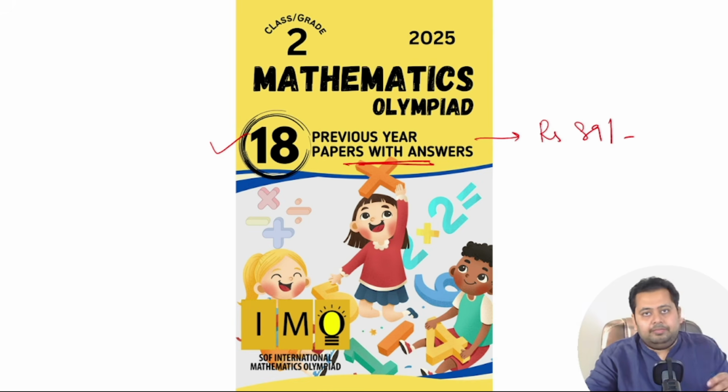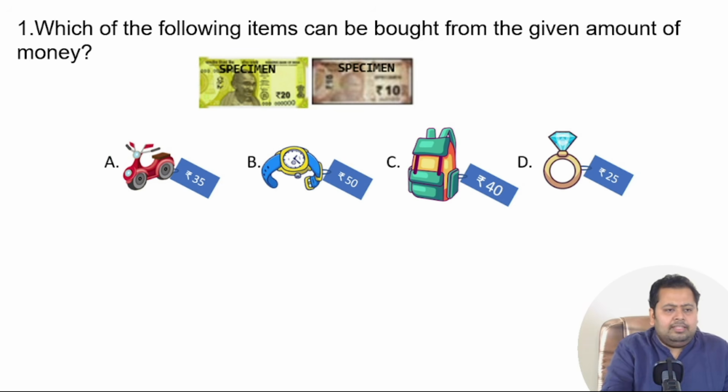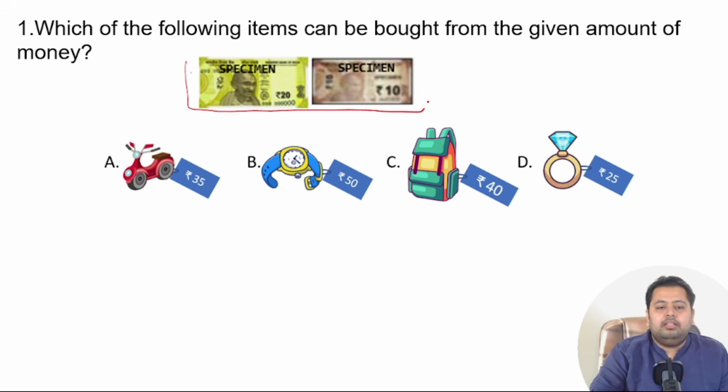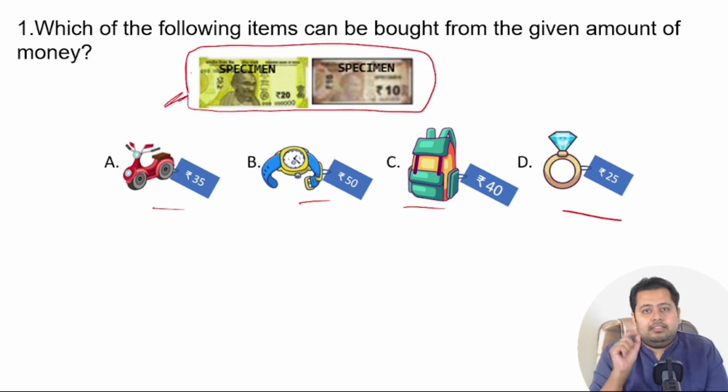Okay, so we have our first section, logical reasoning, which has 10 questions. Question number 1. Which of the following items can be bought from the given amount of money? So a certain amount of money is shown in the figure here, and you have to now answer using this money, which of the following products can you purchase, right? So I'll run a timer of 3 seconds. You pause the video, solve it, and we meet the other side.